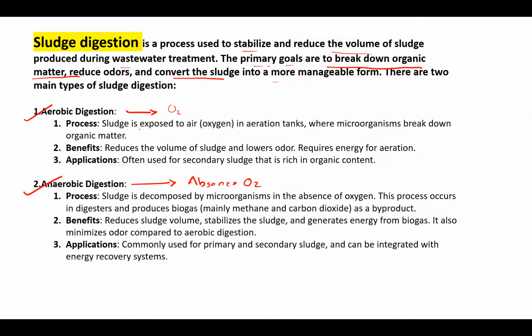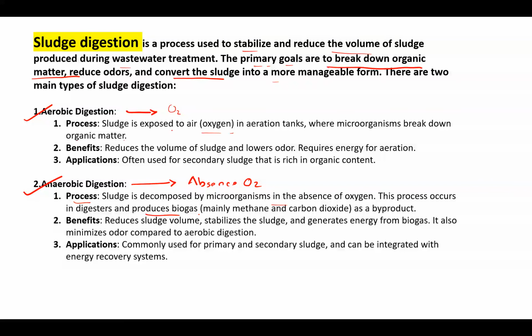You see the sludge is exposed to air, which has a good amount of oxygen, in the aeration tank, where microorganisms break down the organic matter. And then you can see anaerobic digestion: the sludge is decomposed by microorganisms in the absence of oxygen. This process occurs in digesters and produces biogas.